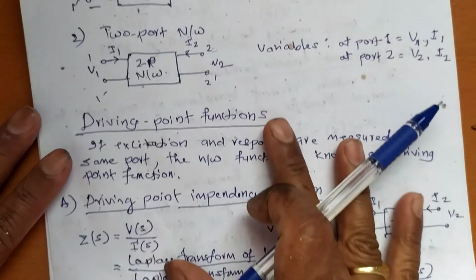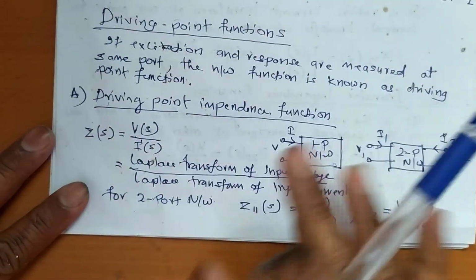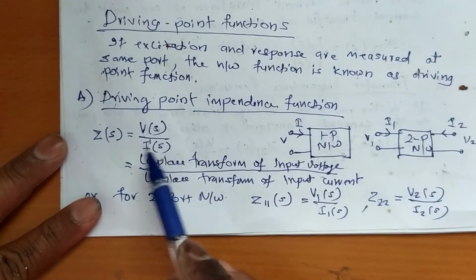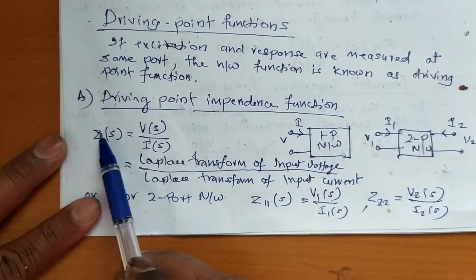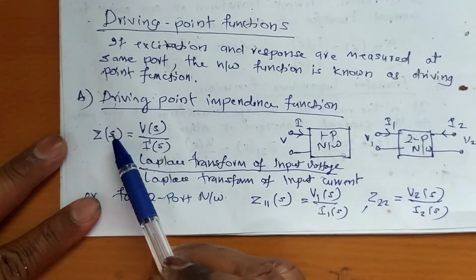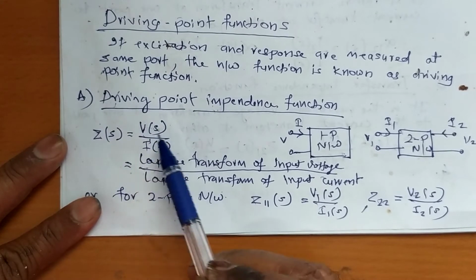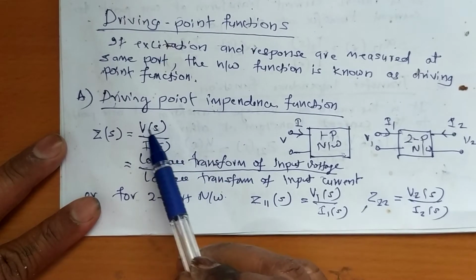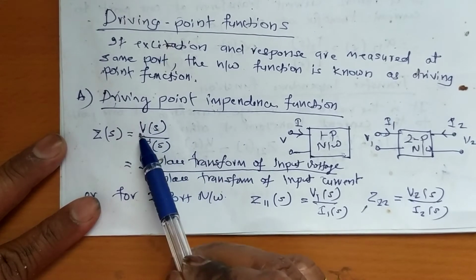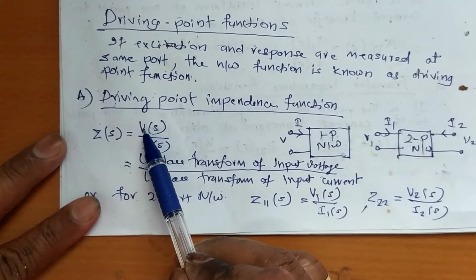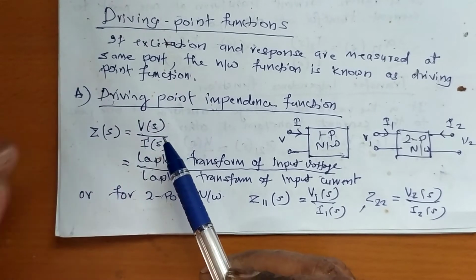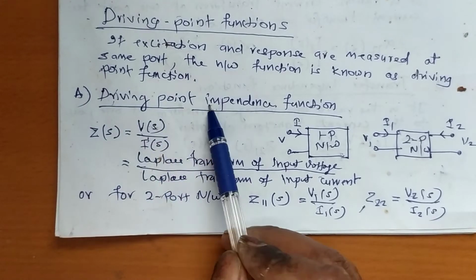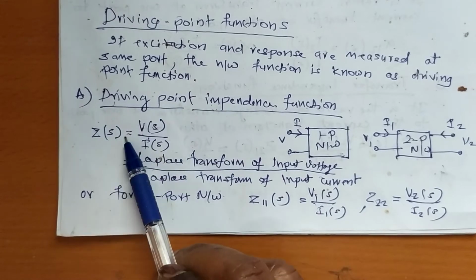Again, in driving point function there are two types. One is the driving point impedance function, denoted by Z of S. That must be the ratio of voltage to current. But what is important here is that it is the Laplace transform of voltage divided by the Laplace transform of current. So it is not V of t by I of t, it is V of S by I of S. Then only it is called the driving point impedance function Z of S.